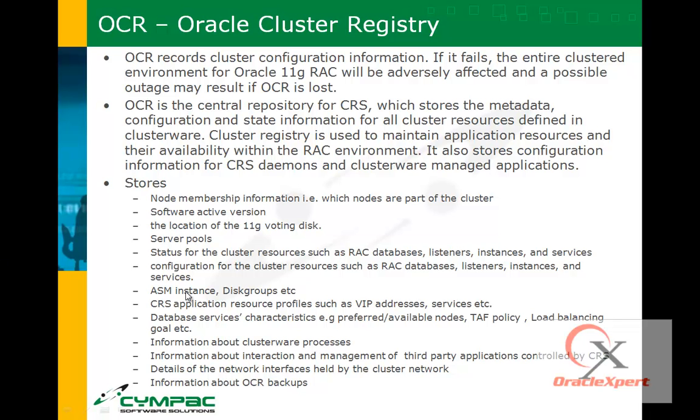It stores information about ASM instances, disk groups, CRS application resource profiles such as virtual IP addresses, service names, database service characteristics such as whether it's preferred or available nodes, the transparent application failover policy, the load balancing goals, information about your clusterware processes, and information about interaction and management of third-party applications controlled by CRS. Remember, the third-party application resource I mentioned was Apache web server that you want to fail over from one node to another. So you can register custom applications as well.